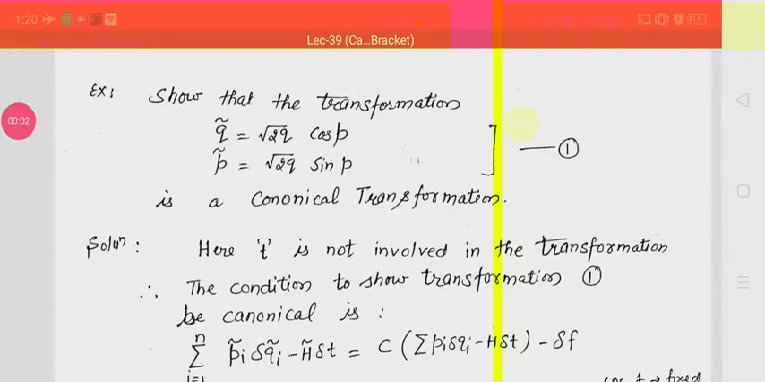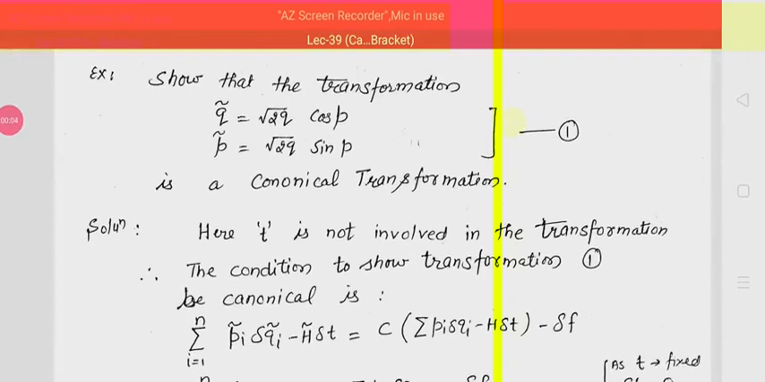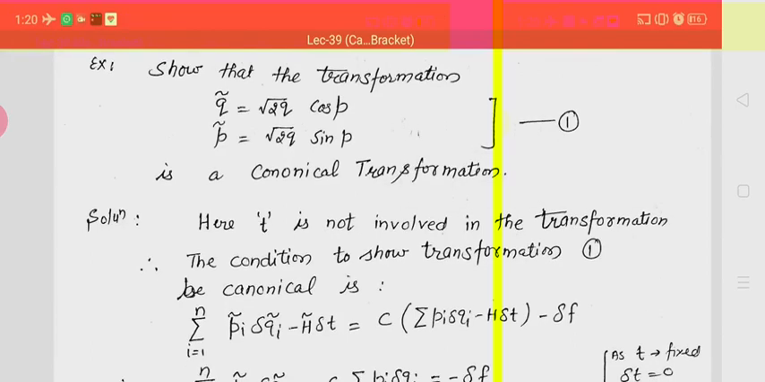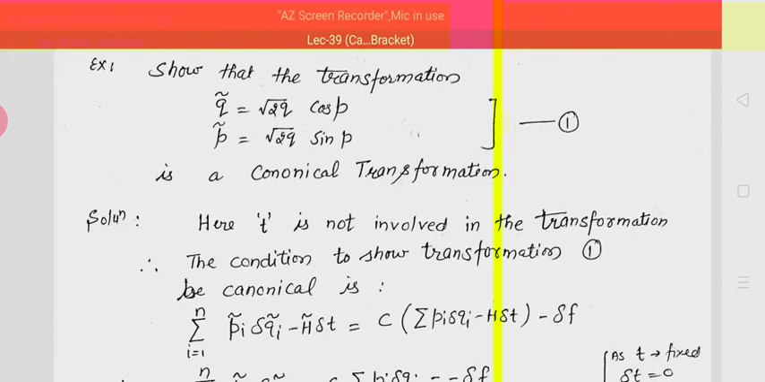Hello students, in the last lecture we talked about the canonical transformation and also the condition under which a given transformation will be canonical. So today we will discuss an example of how to show the transformation is a canonical one.